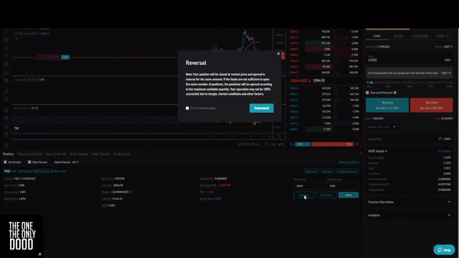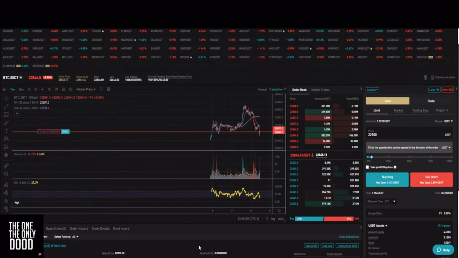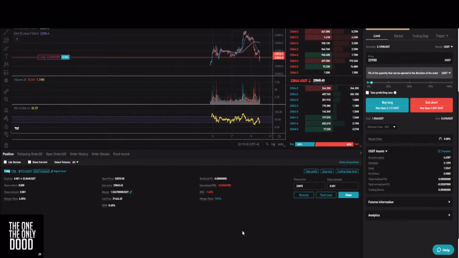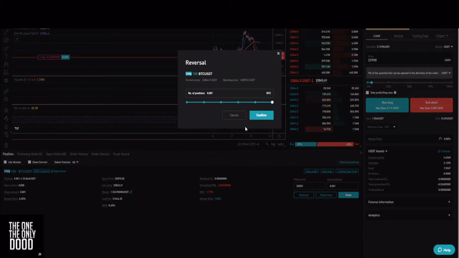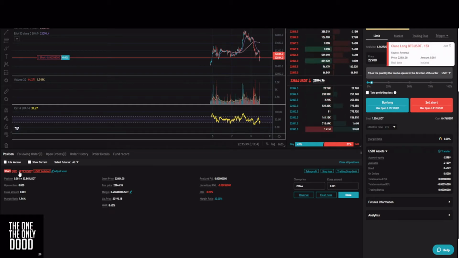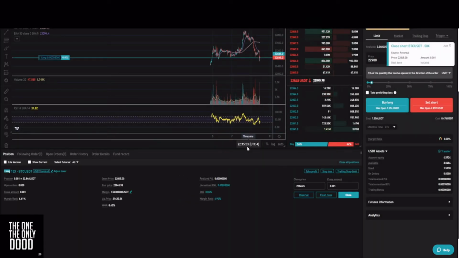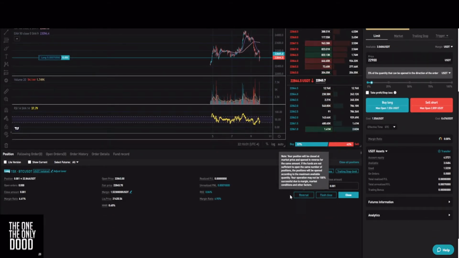You have over here reversal. Now what reversal does is this basically: we are long, right? So long means we are betting on Bitcoin going up. Basically we're bullish. If we were to click reversal, it'll basically switch the entire trade to shorting. So let's say I click reversal. Okay, I want to do all the contracts. It'll switch me short. Now I'm short 50 leverage. Now I want to switch back to long. I switch back to long. You see, it'll charge you a little fee as well. So that's the whole point of reversal.